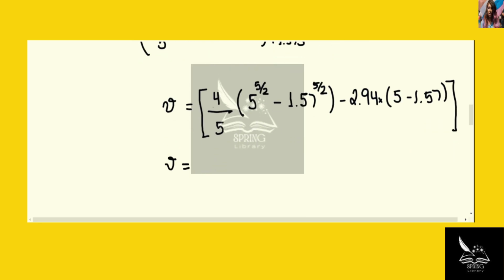So v is equal to 32.2 meters per second, which is the velocity we were looking for.